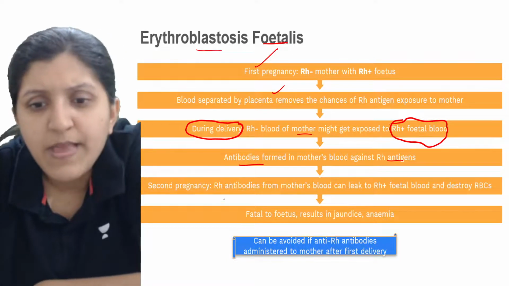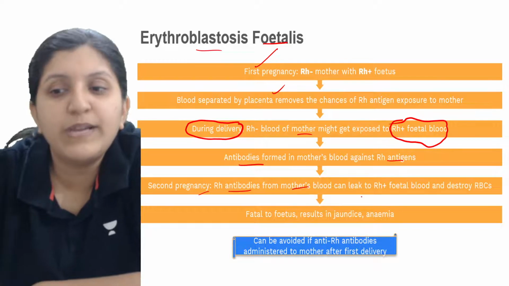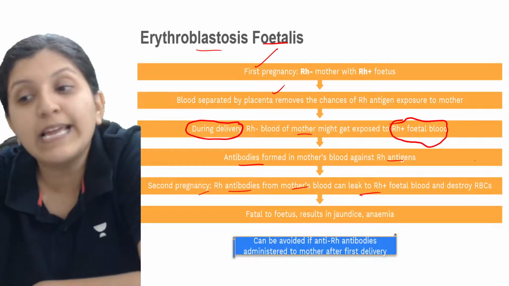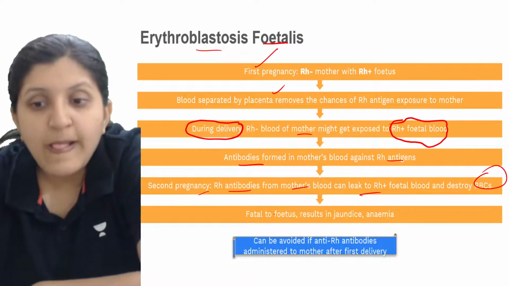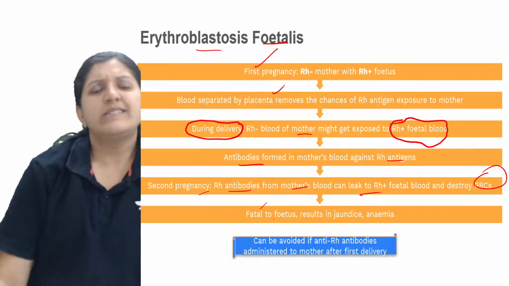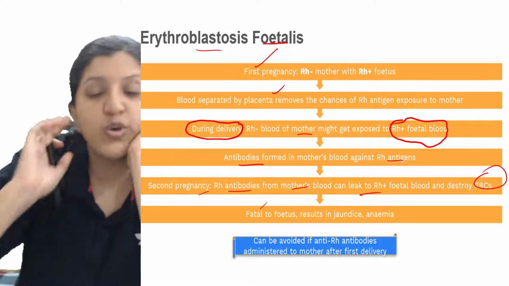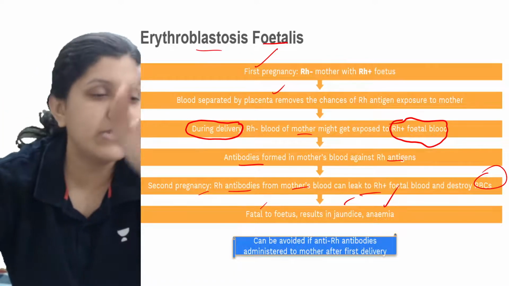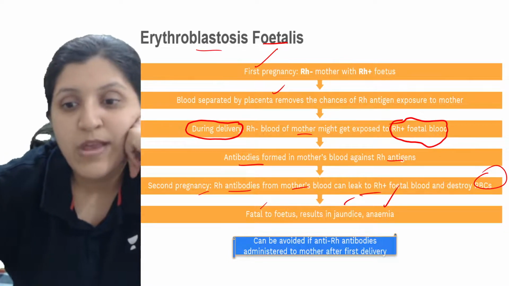In the second pregnancy, the Rh antibodies from the mother's blood can leak into Rh positive fetal blood and destroy the RBCs, and we do not want that to occur. This can be fatal to the fetus, so the survival of the fetus can get affected. It can also result in jaundice as well as anemia. So jaundice and anemia are also a possibility.